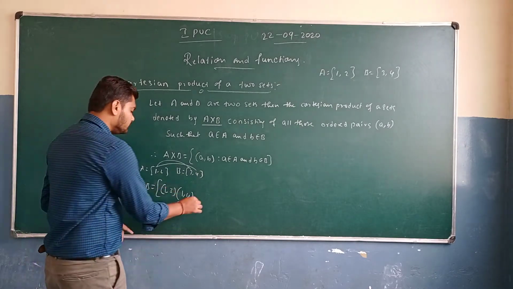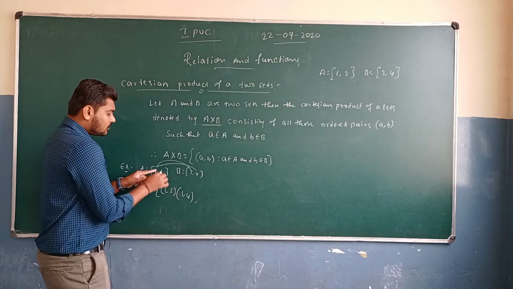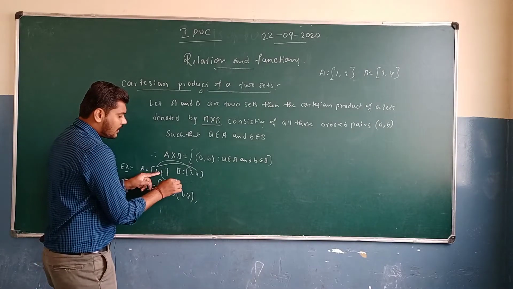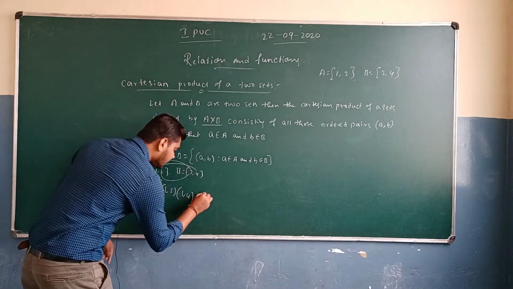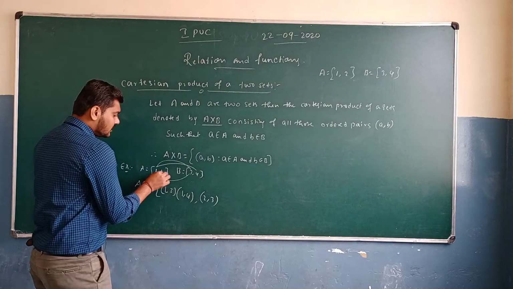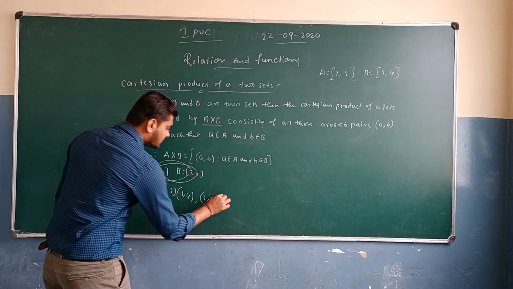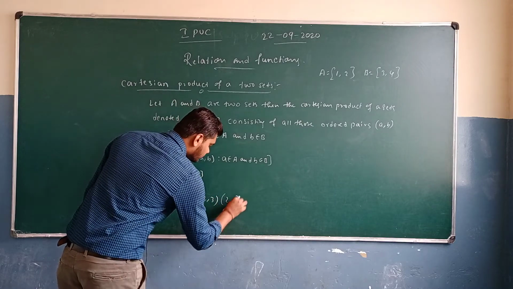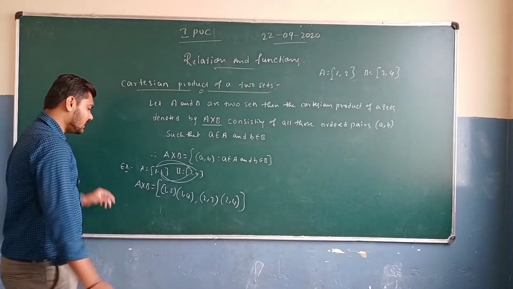Okay. So next one. Now the next element, 2, is going to form an ordered pair with the 3, 2 comma 3. Okay. So then 2 is going to form an ordered pair with the 4, then it's going to be 2 comma 4. Okay. Have you paid attention? Okay.